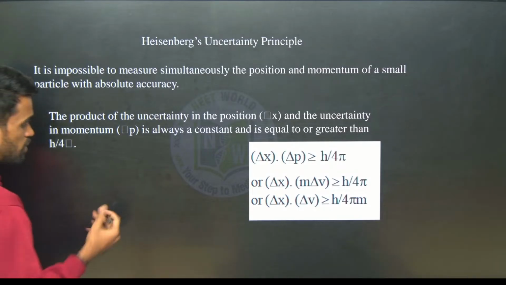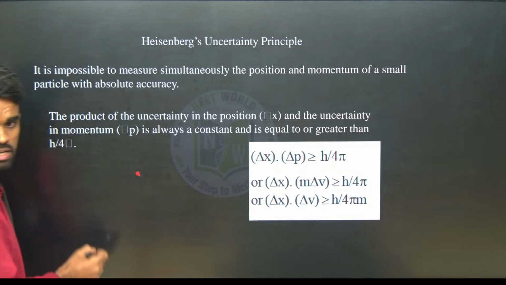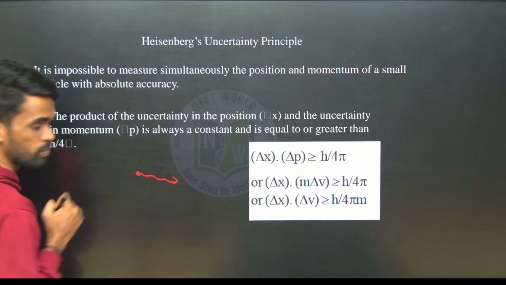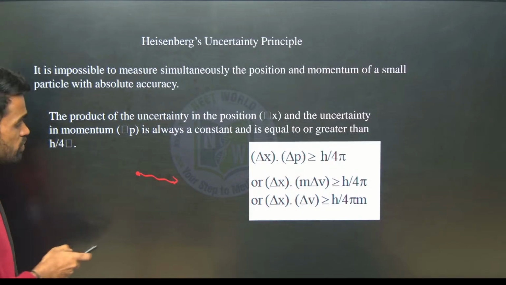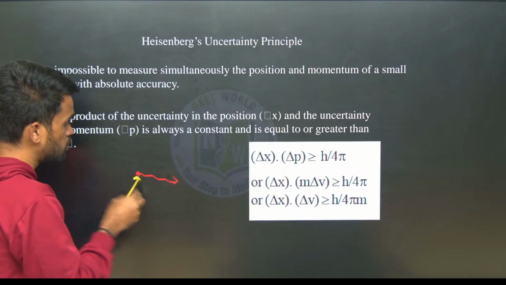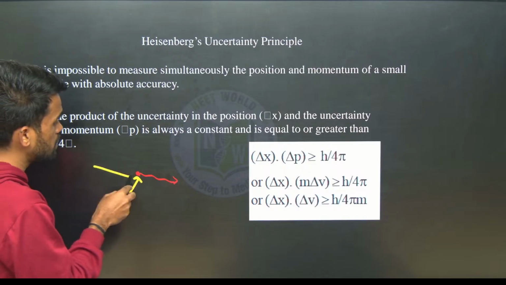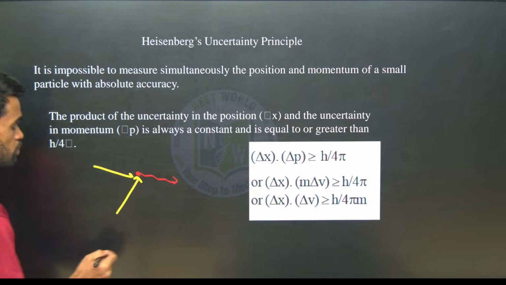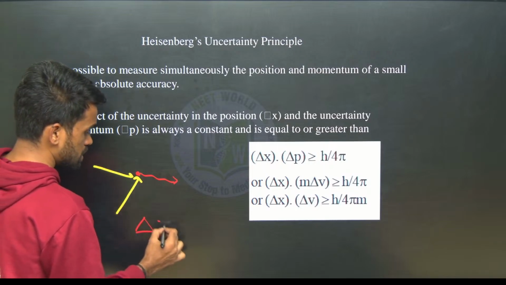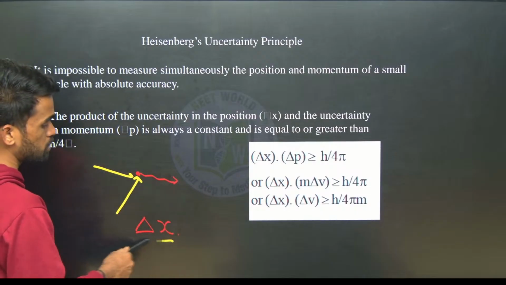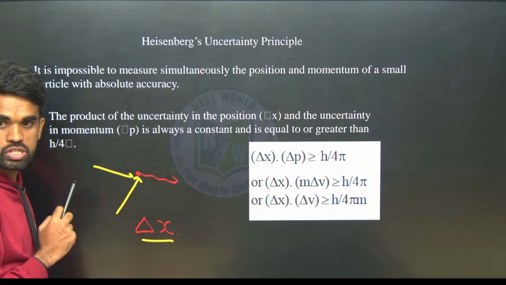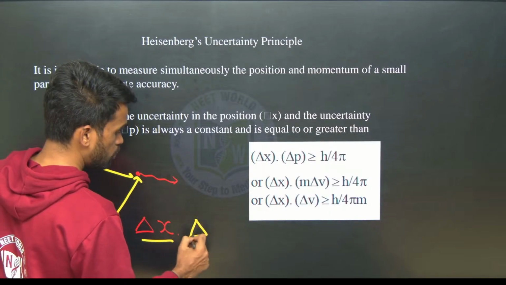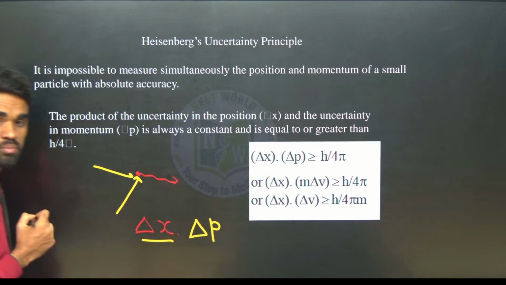It means if a small particle is under motion, we cannot find its exact position and its exact momentum simultaneously. If we try to find them, there will be some error in the measurement. The error in position I am writing as delta x. Delta x represents error in position, and delta p represents error in momentum.